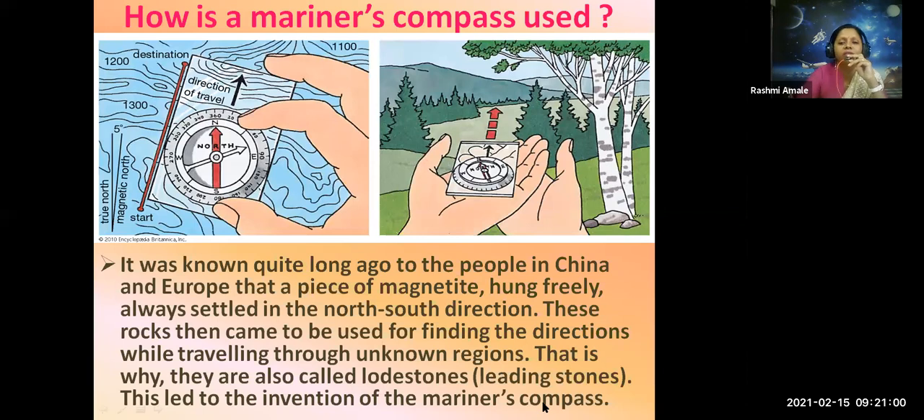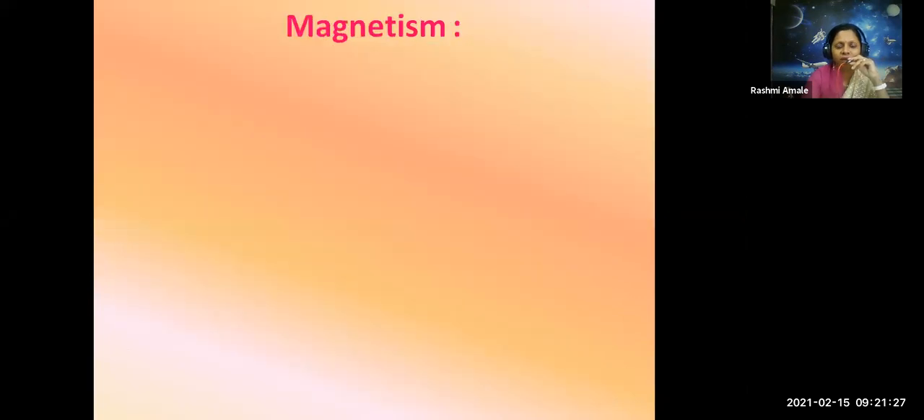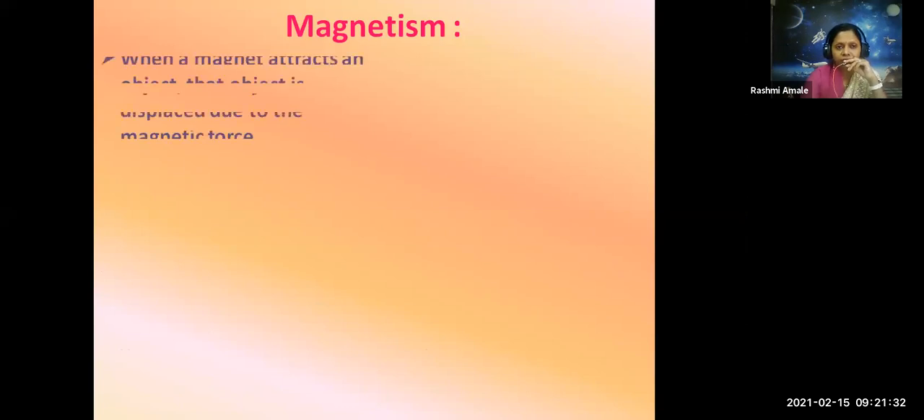So this way Mariner's compass was invented, and its main use is to find out the direction while traveling to unknown places, unknown regions. So see in the picture, this Mariner's compass is used to find out the direction. Even in the sea voyages, it is used to find out the direction. So you all understood Mariner's compass, children? Very good.